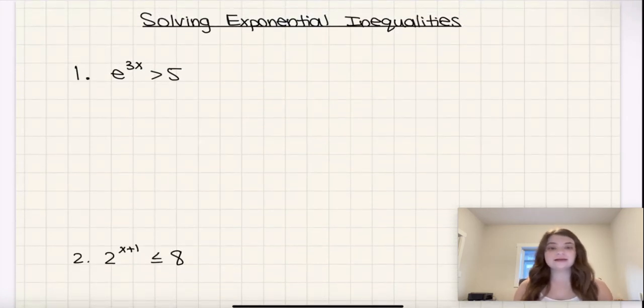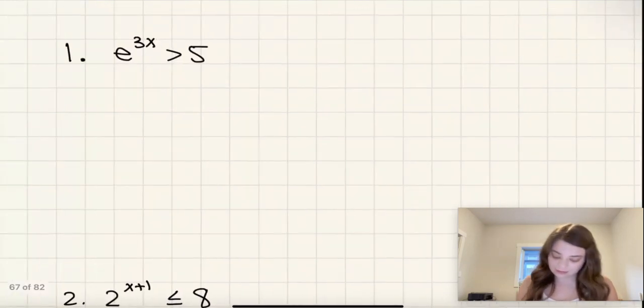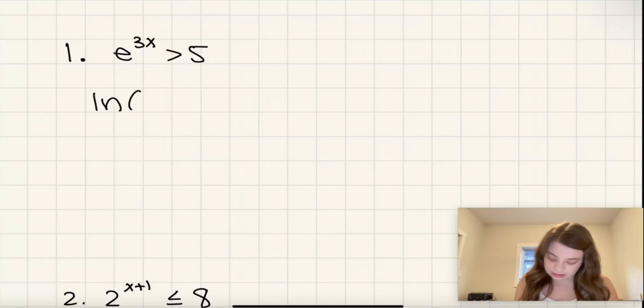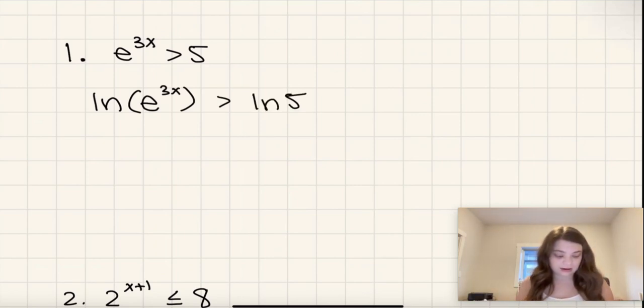The first one says e to the power of 3x is greater than 5. And we want to get x on one side and everything else on the other side. So how we're going to do that is we're going to start by taking the ln of both sides in order to get rid of the e. So for my next step, I'm going to write ln e to the 3x is greater than ln 5. All right.